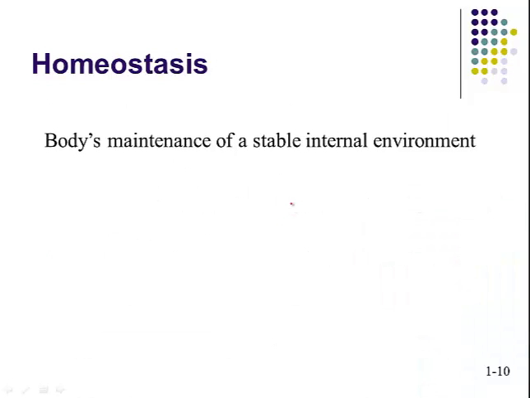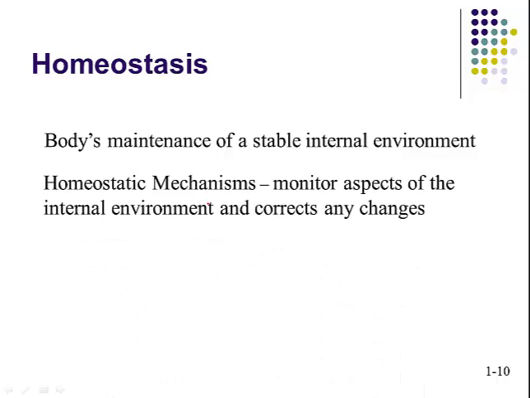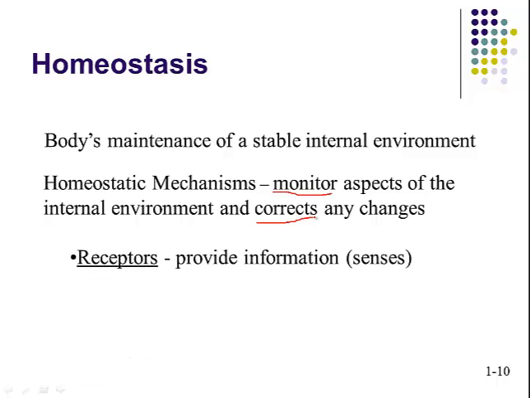Okay, so continuing on. To maintain our stable internal environment, our body will actually use a homeostatic mechanism. The homeostatic mechanism is going to monitor the body and then correct anything that needs to be corrected. And it's basically going to do this using 3 different parts. First of all, you have receptors. Receptors are going to provide information about what's happening to the body. So you can think of these as your 5 senses.